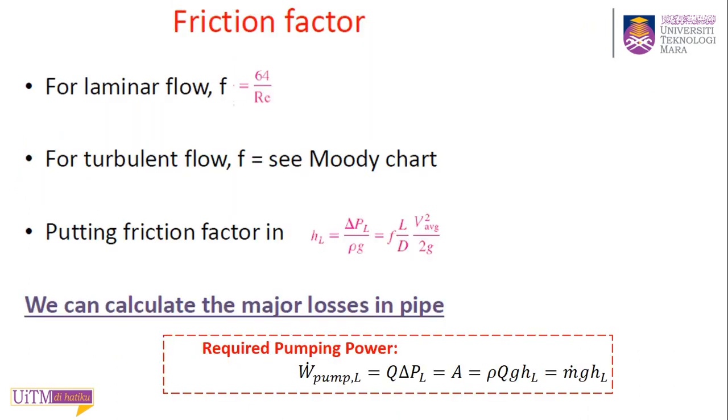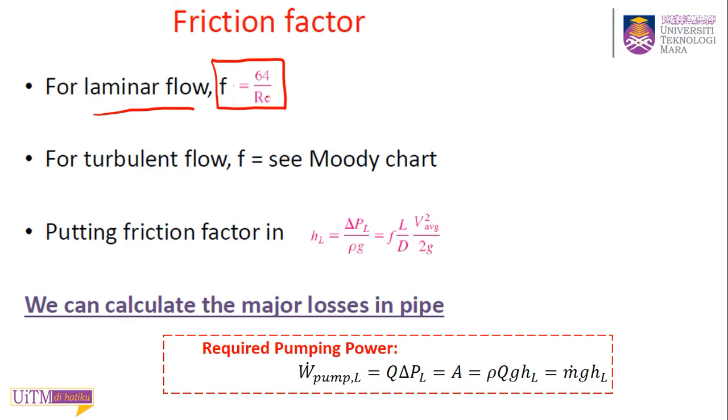So that's settled for laminar flow. For laminar flow, your friction factor f is just this equation, 64 over Reynolds number. But in turbulent flow, this is the common flow in your study in this chapter 4. Normally we are dealing with turbulent flow. In the real world, normally the flow is turbulent.